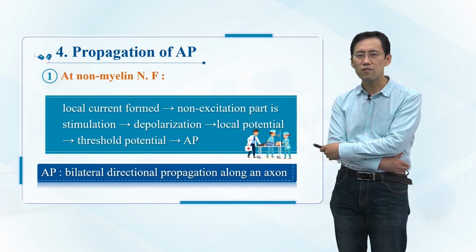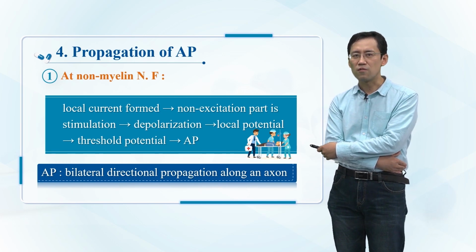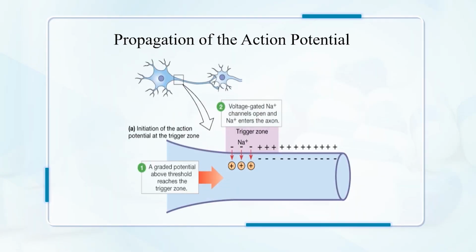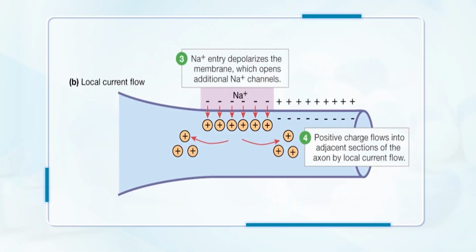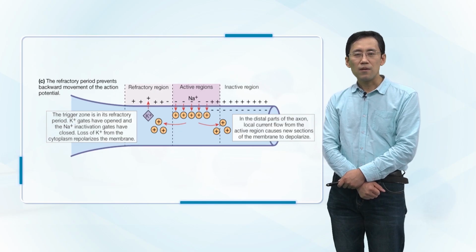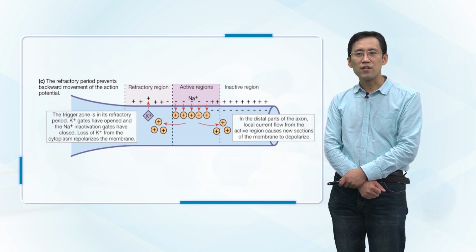It's quite different from myelinated neural fibers. This picture is very simple for us to understand the propagation of the action potential. The sodium flow depolarizes the membrane, and the positive charge flows into the adjacent sections of the axon by local current flow. In the distal parts of the axon, the local potential can cause a new section of depolarization.